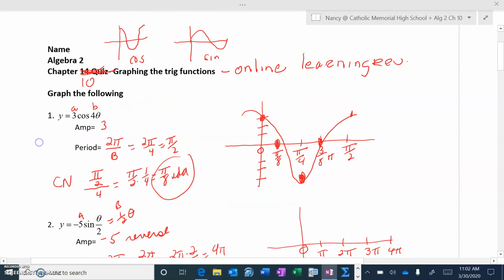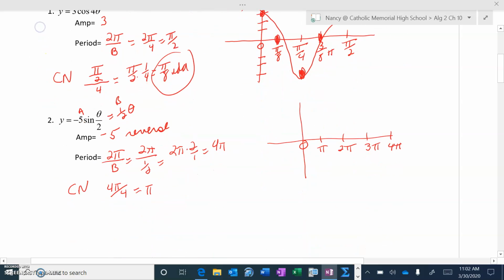And again, if you remember what the sine parent graph looks like, it starts at 0. So I would have a sine graph starting at 0. Then my amp is 5.